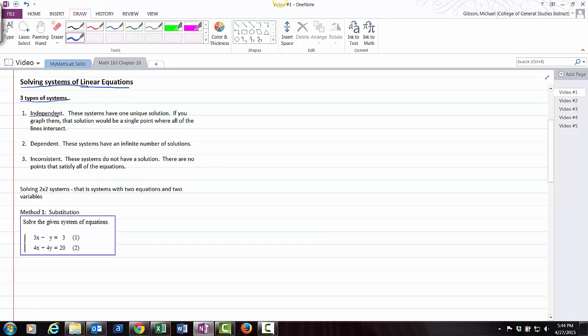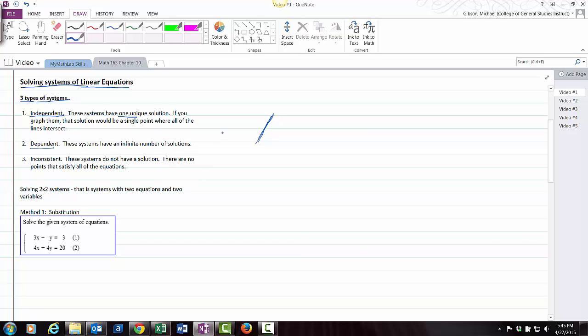The first is independent. These systems have one unique solution. If you graph them, the solution would be a single point where all the lines intersect. Dependent systems have an infinite number of solutions. Typically, if you graph them, maybe two of the lines are the same line somehow, or maybe in a three-dimensional case, it's actually a whole plane of solutions even.